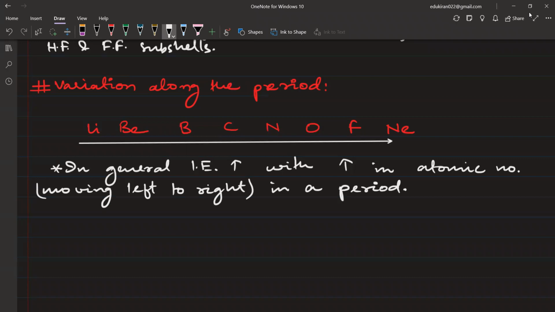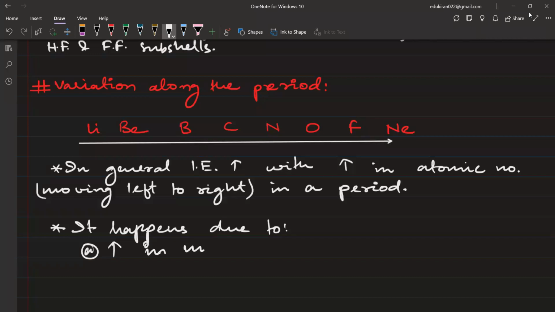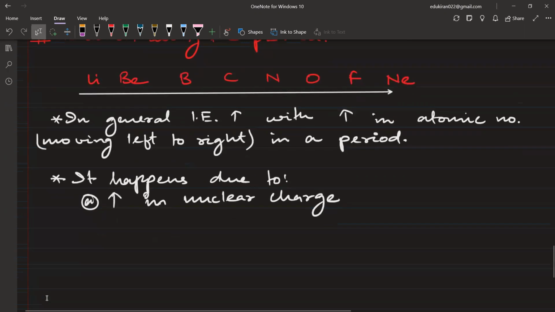In a period, next, you write: it happens due to (A) increase in nuclear charge. That means lithium has less number of protons, then beryllium has higher number of protons, and boron has higher, and carbon has higher, and slowly. But you can see that the number of shells is the same. So if you have more nuclear charge, then it is going to pull more easily.